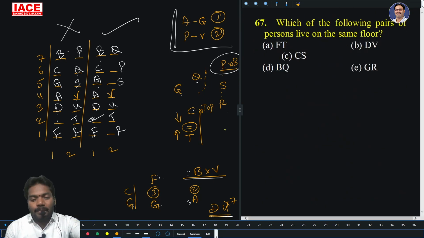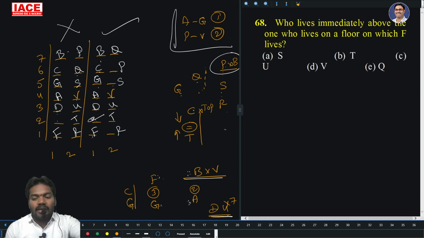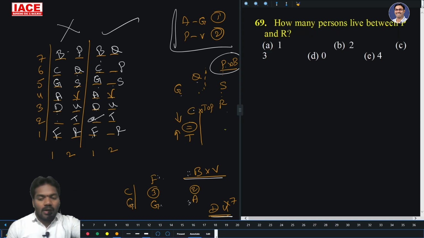Which of the following pair of person live on the same floor? FT. The remaining person? No, not FT. DV? No. CS? No. PQ? Yes. Option D is right answer. Who lives immediately above the one who lives on the floor which F lives? F lives immediately above T only. Option B.